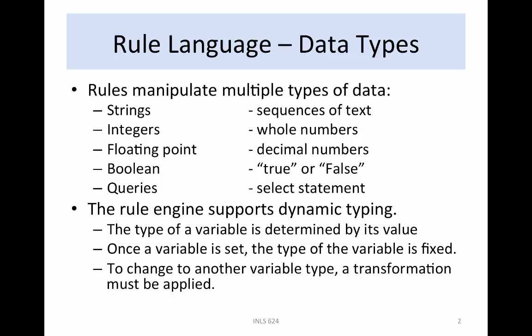Consider this example. *A = 1. This sets the workflow variable *A to an integer. To generate a string that contains the number 1, you can apply the str transformation: *B = str(*A). The workflow variable *B will contain a string whose value is 1.